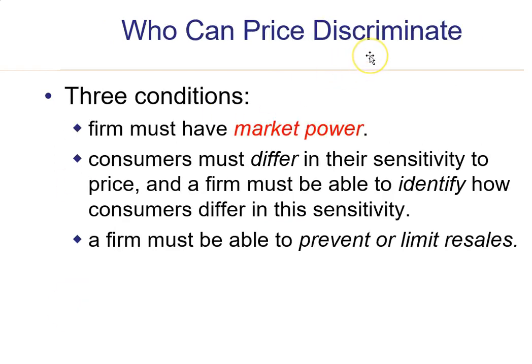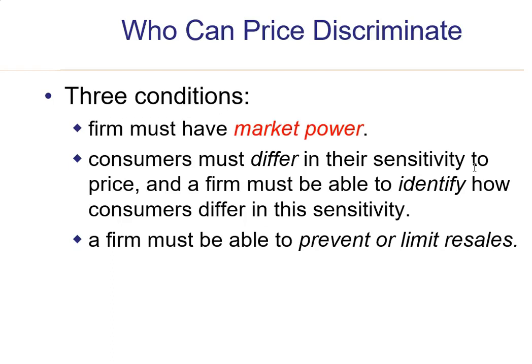So who can price discriminate? Three things you need in order to price discriminate. First one, firms have to have market power, the ability to influence the price. Second thing that firms have to have in order to price discriminate is consumers or the customers must differ in their sensitivity to the price. And a firm must be able to identify which consumers, which consumer groups are more sensitive to prices.